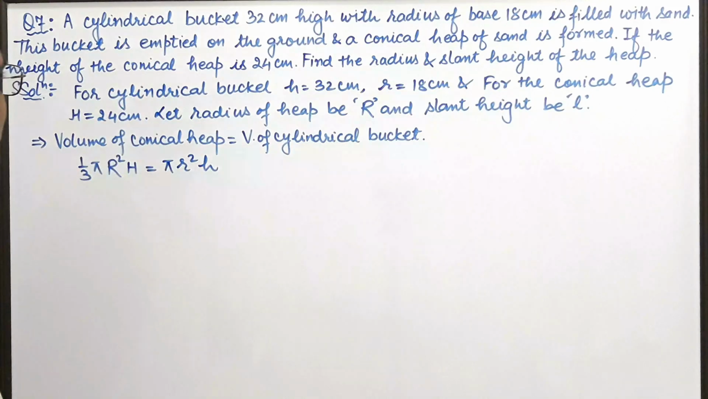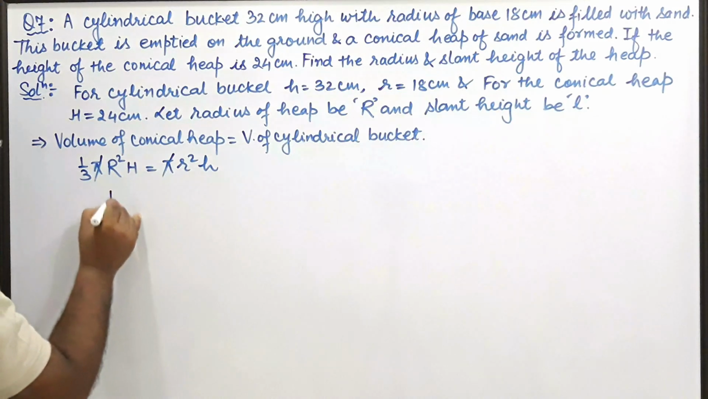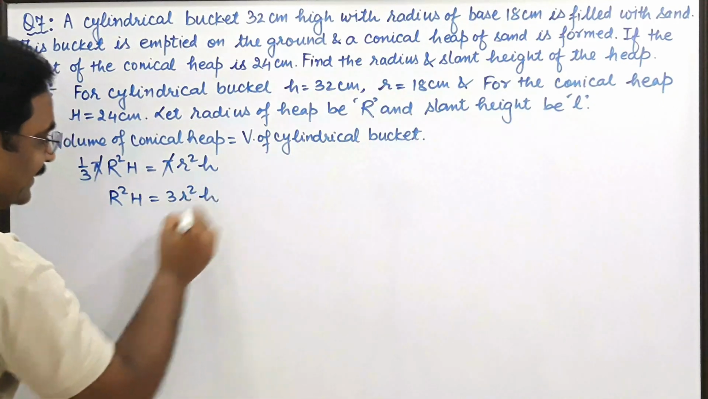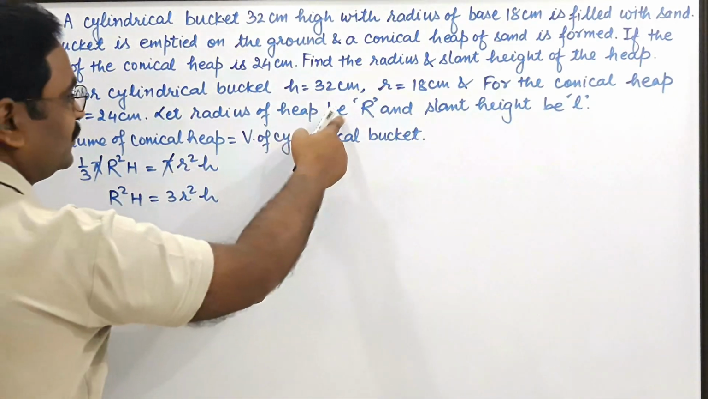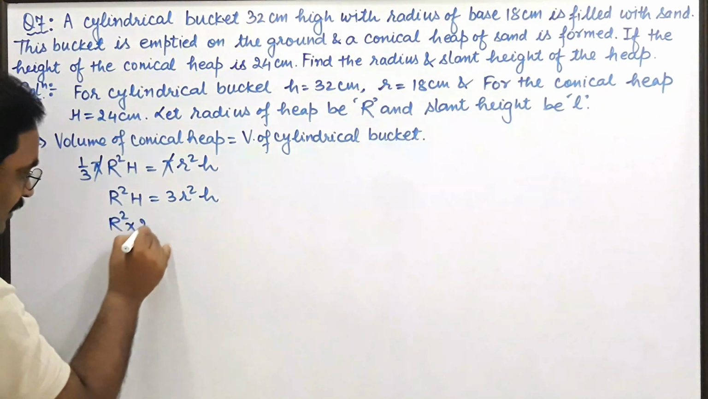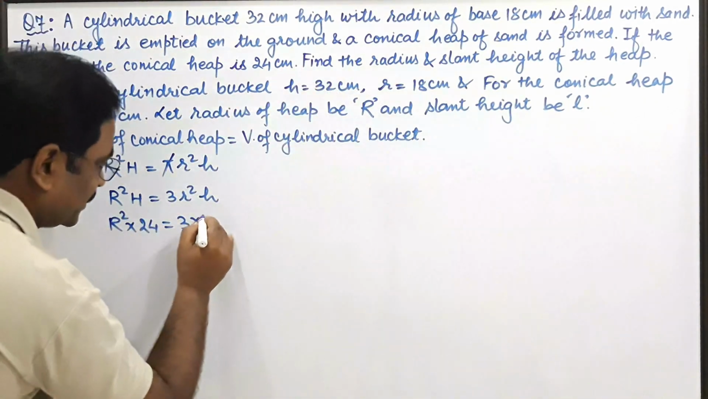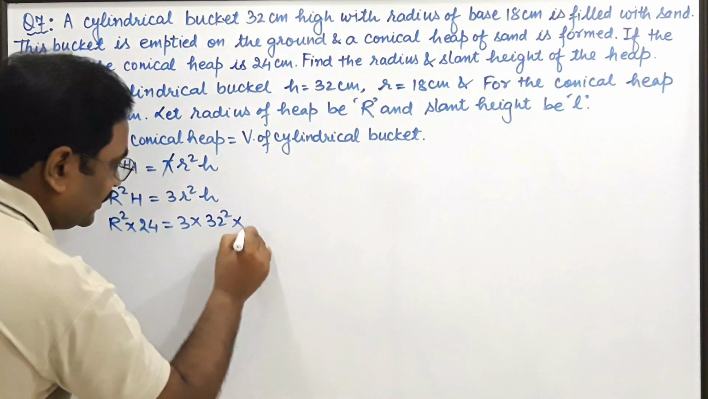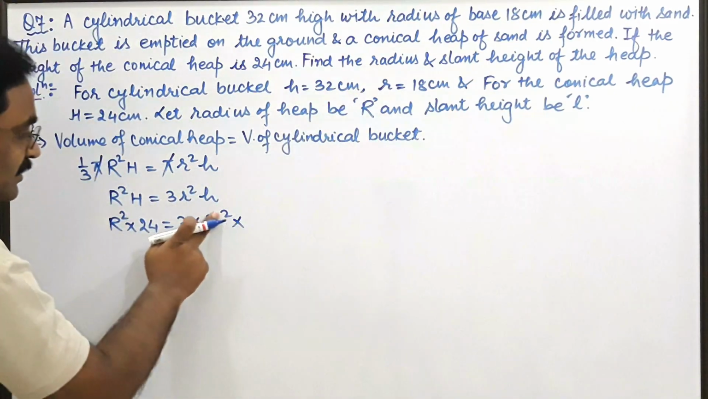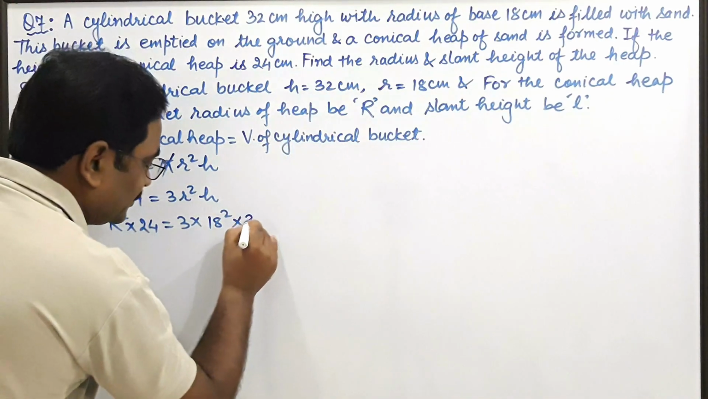Now substitute the values. Pi is cancelled from both the side. So this can be written as 1/3 R square H is equals to r square h. So radius we are going to find out. Height is given 24 centimeter. So R square into 24 equals to 3 multiplied by radius of the bucket 18 square into height is 32 centimeter.